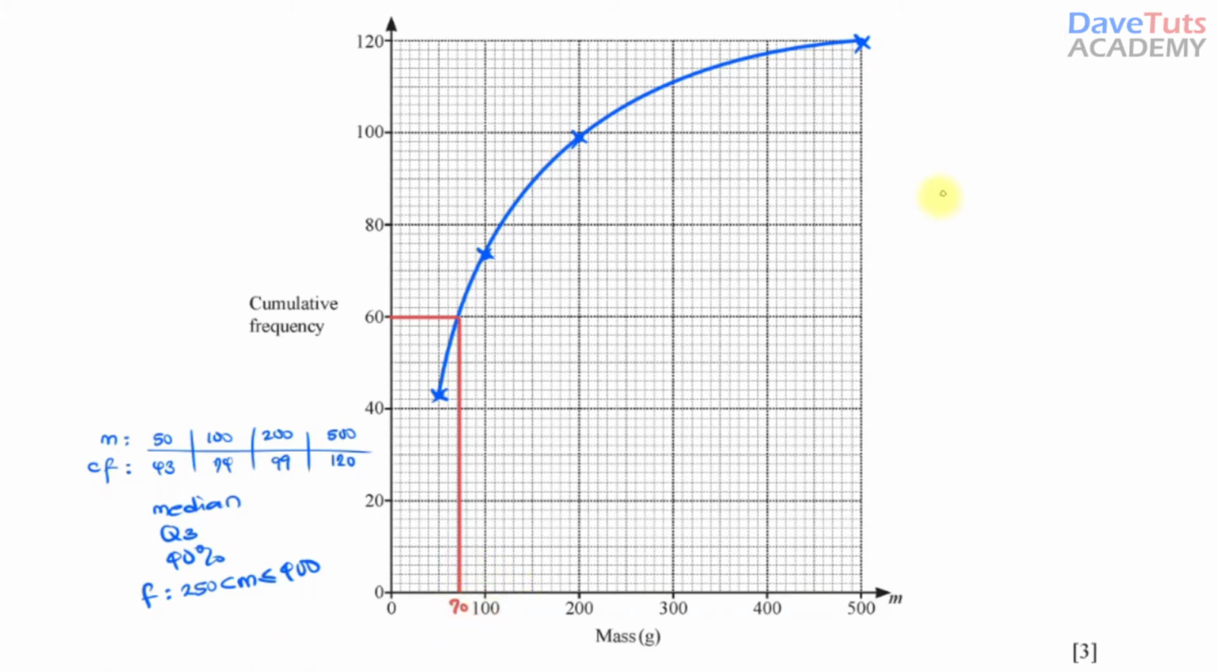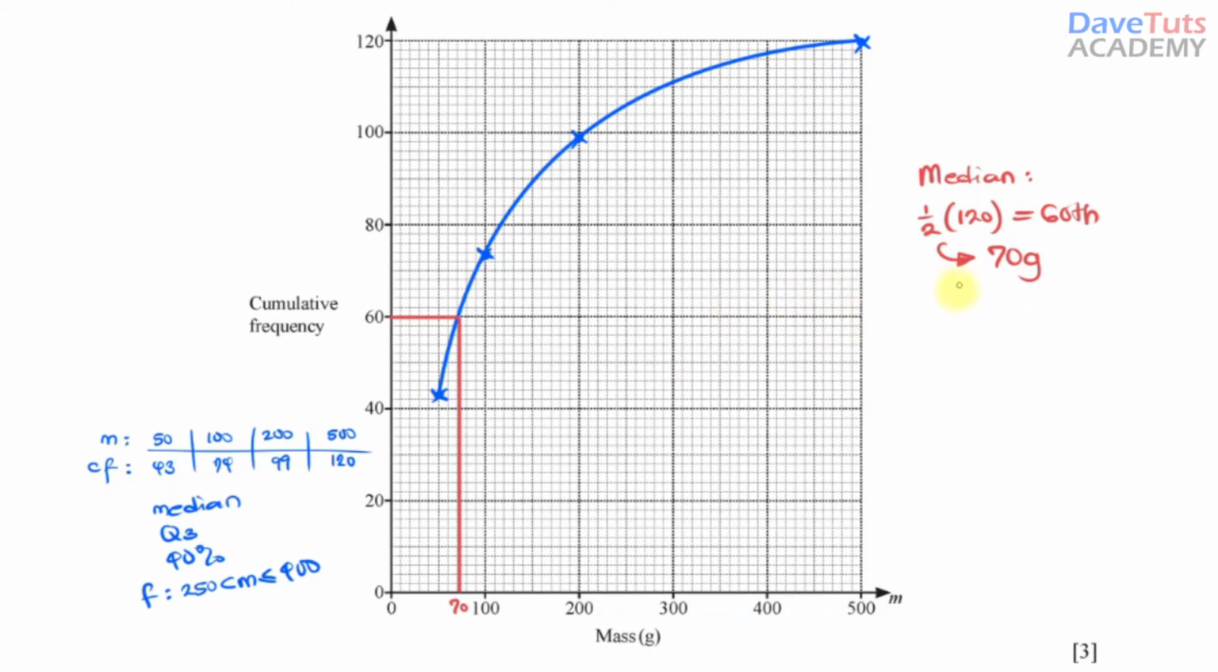Okay, so what I did initially was to say for the median, we are looking at half of the total cumulative frequency, which is 120. That is the 60th position, and that value corresponds to 70 grams as given from the graph.